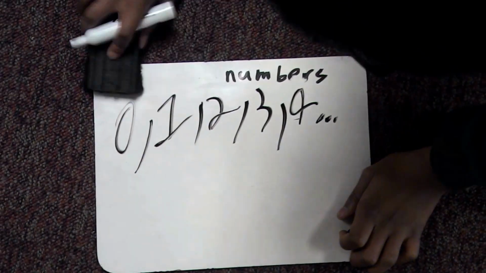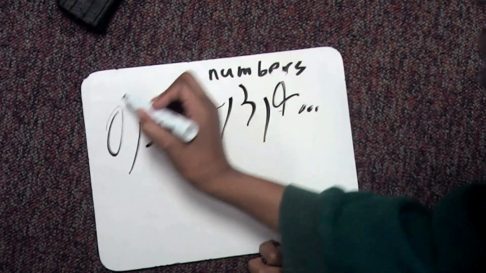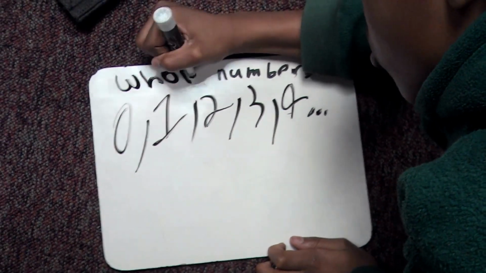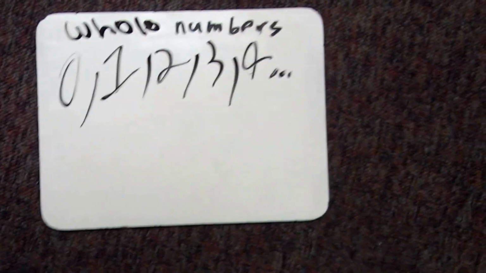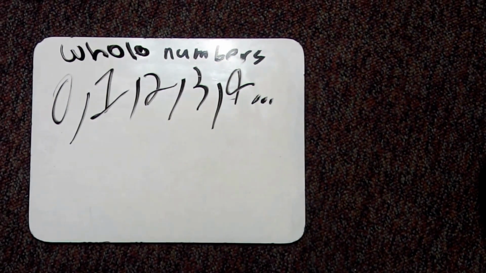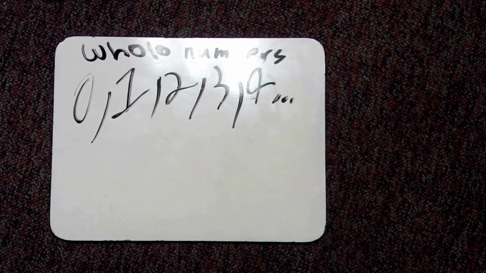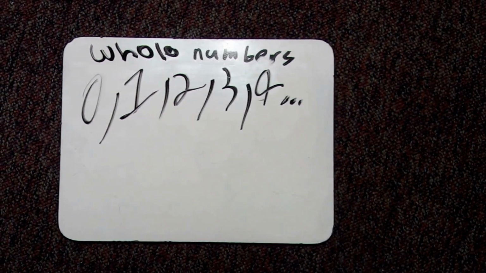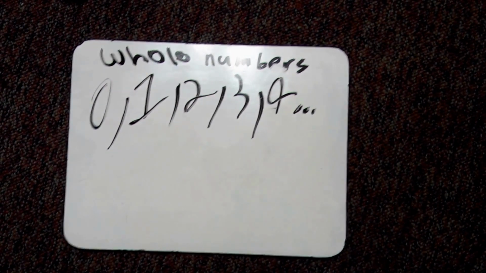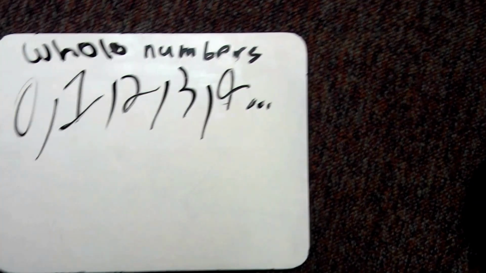Now these are called whole numbers. Now whole numbers are the same as natural numbers. The only difference is the 0, which we talked about in the natural numbers. Now you're probably wondering, yeah, some of us know that, some of us don't.